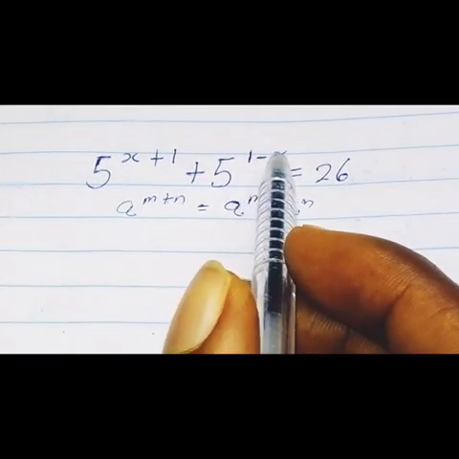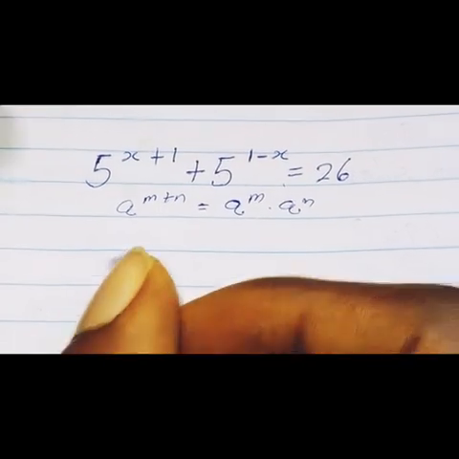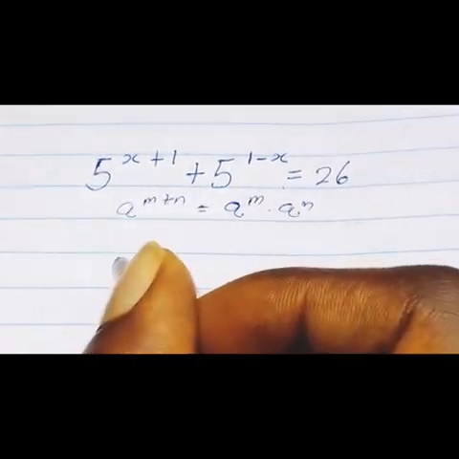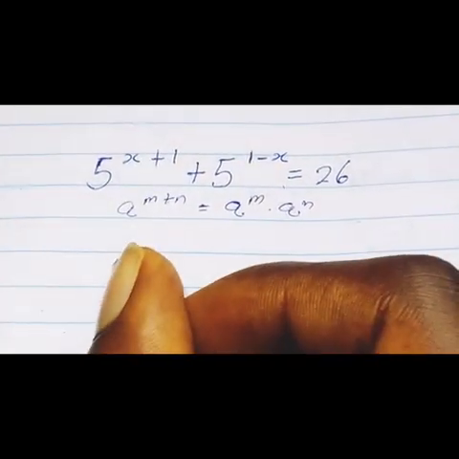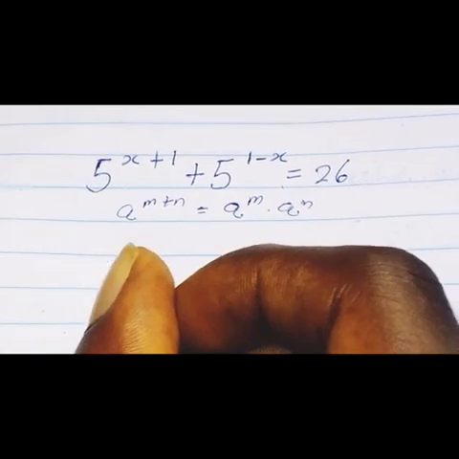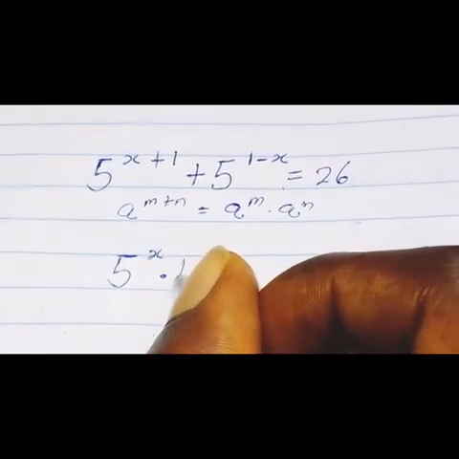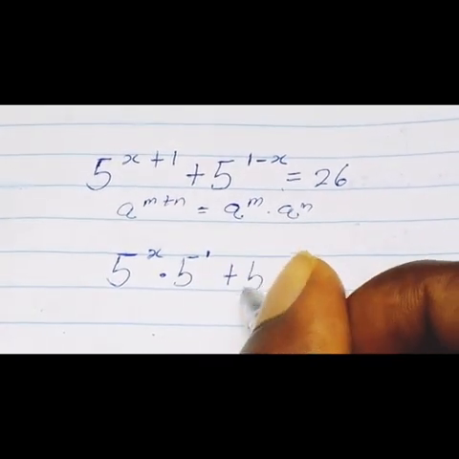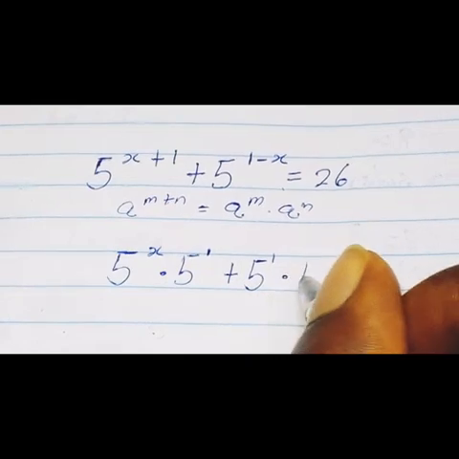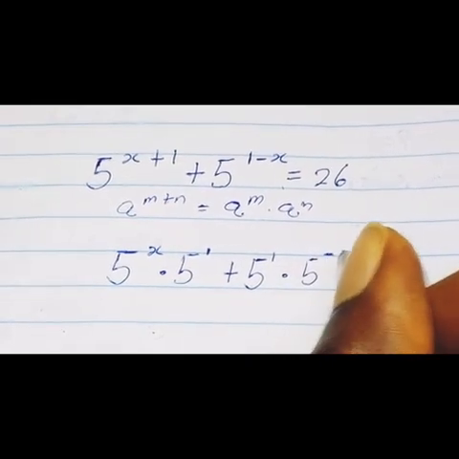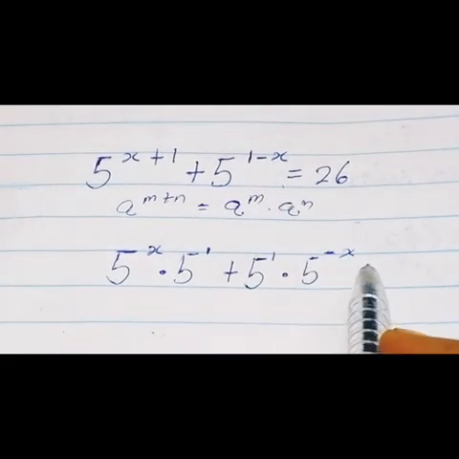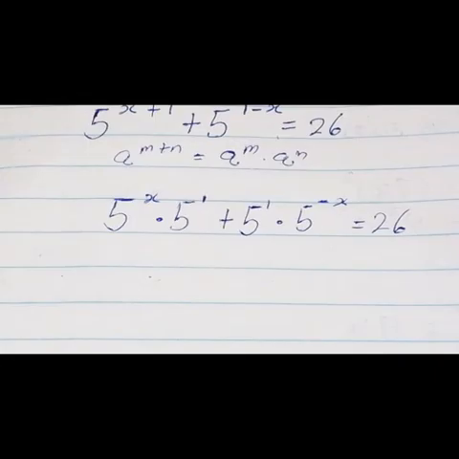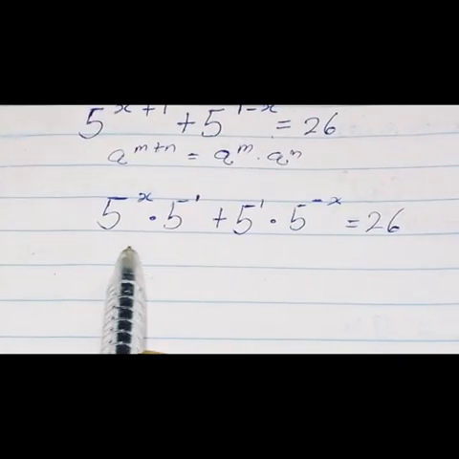This is what? 1 minus x. So we are going to be having this is 1 plus x, 1 minus x. So we work it out in these two parts here. So we are going to be having what? We are going to be having 5 to power x times 5 to power 1. Then we have plus what? 5 to power 1 times 5 to power minus x, right? This is minus x here. So that's what? Minus x equal to what? Equal to 26. Alright, now from this part here, now we can see this is 5 to power x.